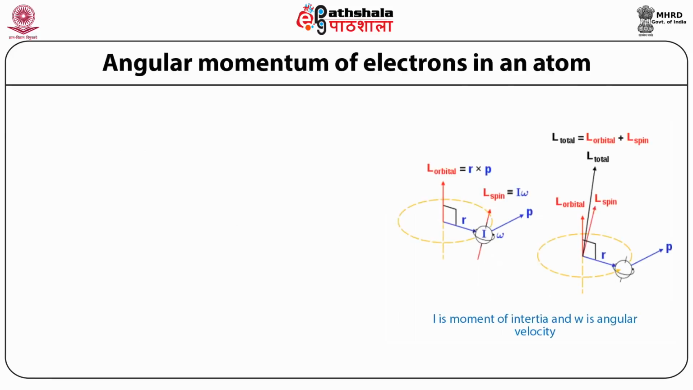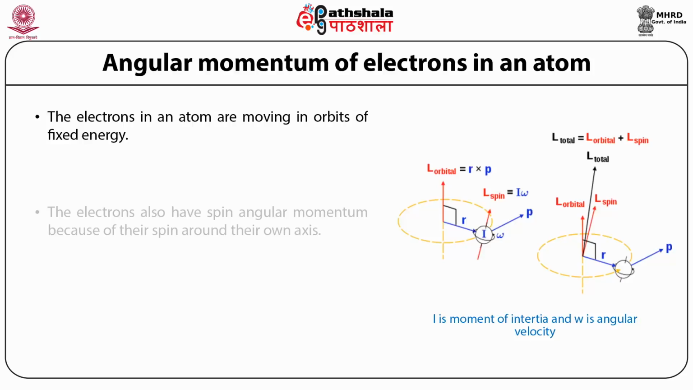Let's discuss the angular momentum of electrons in an atom. The electrons in an atom are moving in orbits of fixed energy, which can be represented in the simple Bohr's model as circles or, in 3D, spheres. The electrons also have spin angular momentum because of their spin around their own axis.